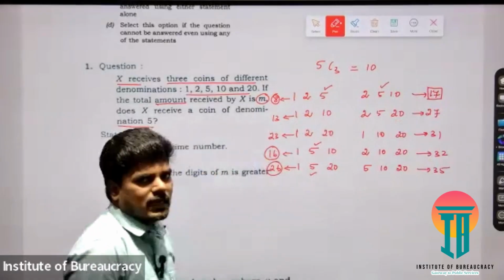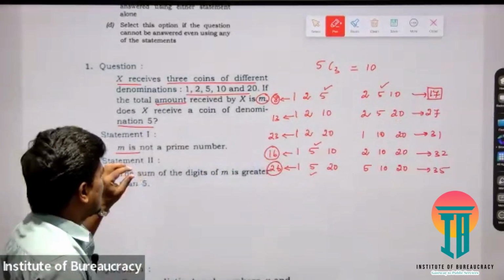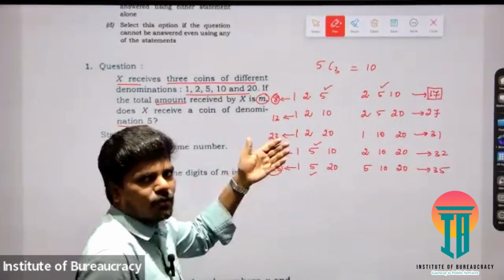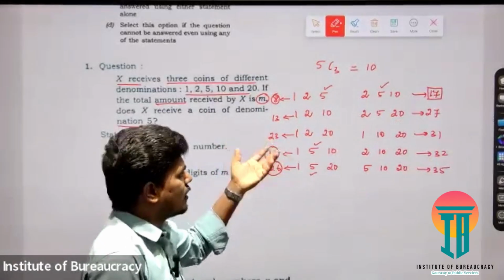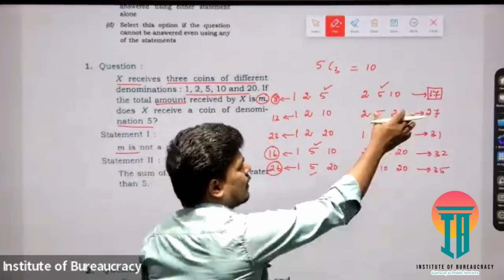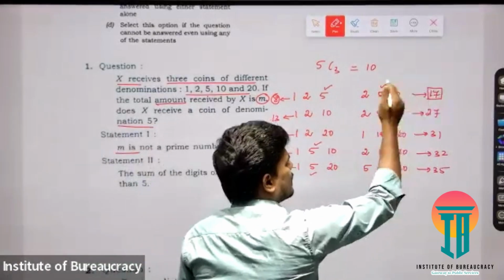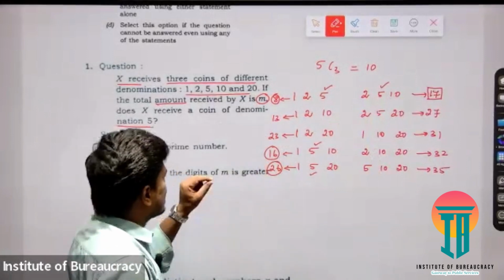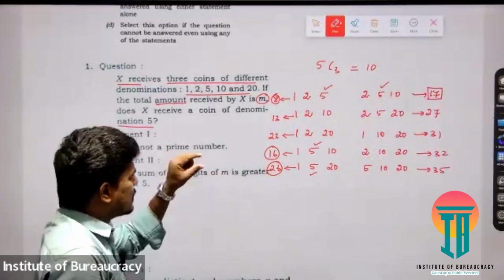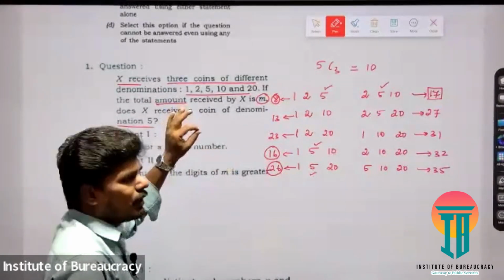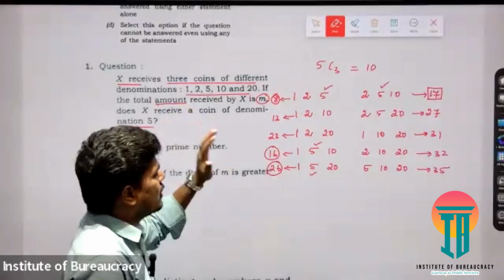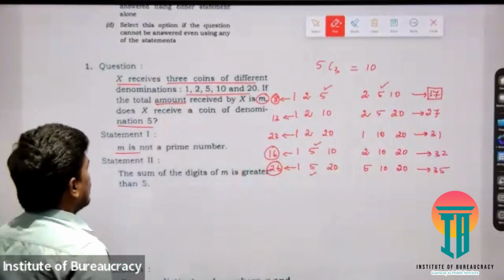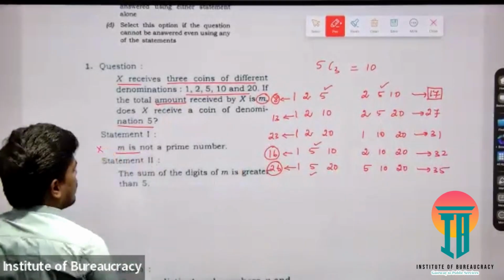Therefore, if M is not a prime number, we cannot say for certain that it is going to have only 5 as a denomination. That is one combination where M is a prime number, and there also we have 5. So we cannot certainly say that if M is not a prime number, it definitely has a 5 rupee coin. Even for a prime number there is a 5 rupee coin. So using the first statement, we cannot answer.